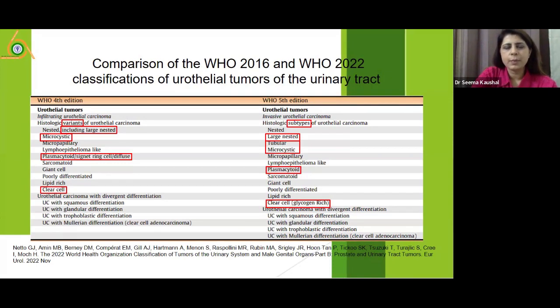What I mean to say is, if you're seeing a micropapillary morphology on H&E, you write bladder carcinoma, high grade urothelial with micropapillary subtype, not micropapillary variant, because you have not done mutational analysis or molecular investigation. So variant is used only when you have a documented genotypic alteration, while if you're seeing only morphology, use the term subtype. Microcystic is now included. You also have large nested and tubular, plasmacytoid, and clear cell and glycogen rich. These are the new entities which were there in 2016 and have been retained in 2022, except that instead of variant, we use the term subtype.